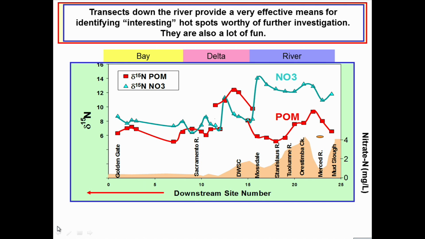And so you see that there's changes in concentration, which, to no surprise, has to do with tributaries coming in, diluting the river. And then we collected nitrate and particulate organic matter isotopes. And two interesting things there.